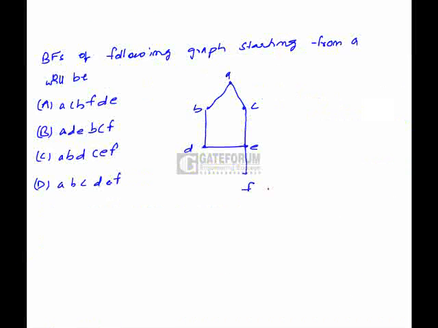A graph is given and we have to find the breadth first search for the given graph. BFS is a graph traversal technique and it begins at one node and explores all the neighboring nodes. So here we have to start from vertex A. So if we start with vertex A, the nodes which are adjacent to vertex A are explored first. So here B and C are adjacent to A.